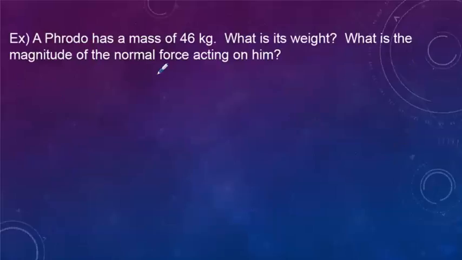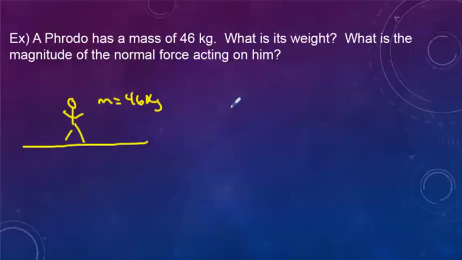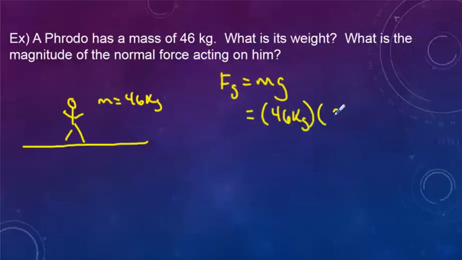So let's do a little example here. Frodo is standing on a level surface. He has a mass of 46 kilograms, and we want to know what his weight is. So F_g equals m times g. So we have the mass of 46 kilograms times the gravitational field strength of 9.8 newtons per kilogram. So if we multiply these two, we get 451 newtons.